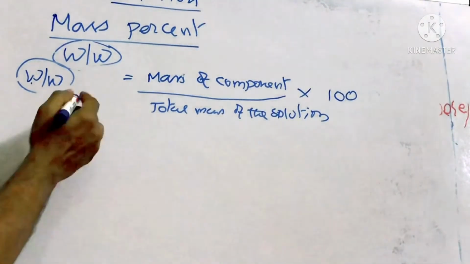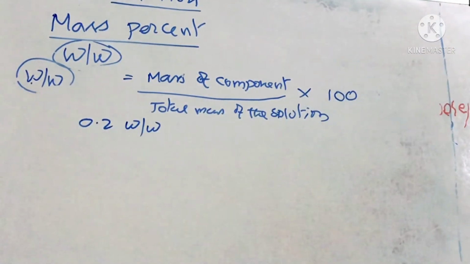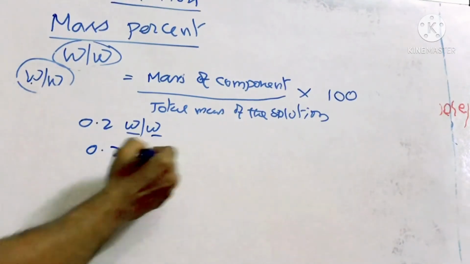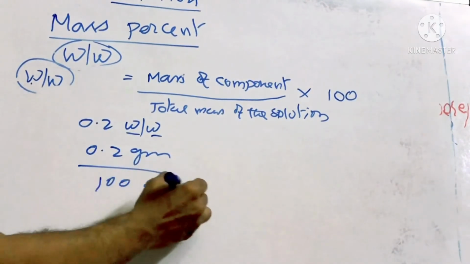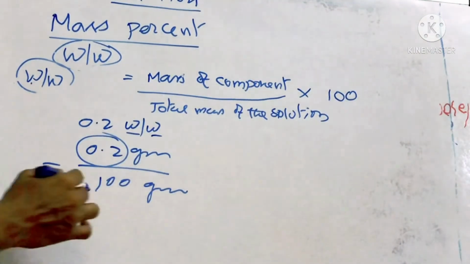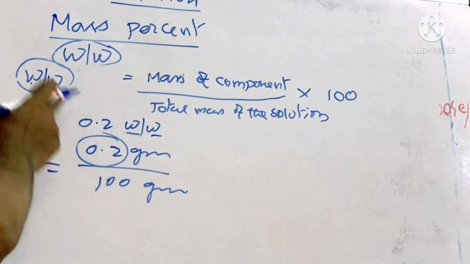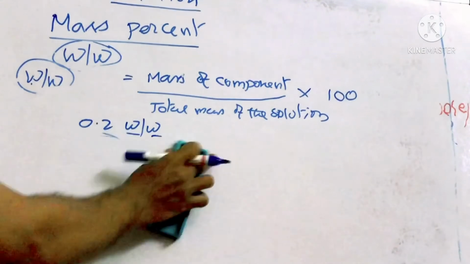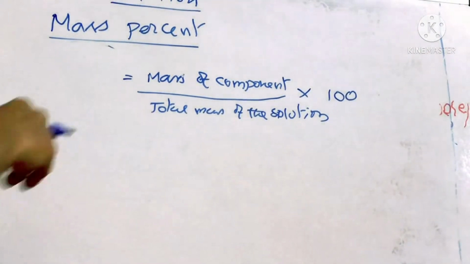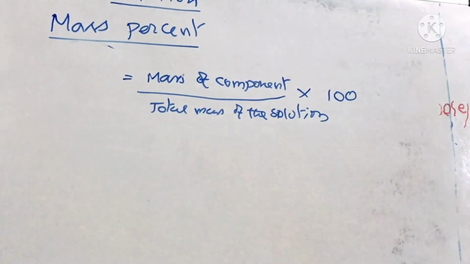For example, sometimes they will write like this: 0.2 weight by weight, gram per gram. So mass percentage in weight by weight they have told. That means 0.2 grams that is present for 100 grams of the total solution. So that particular component is present how much? 0.2 grams for 100 grams of the total solution. Then we will call it the mass percentage. So like this we can tell mass percentage. So that is W by W, mass of the component by the total mass of the solution multiplied by 100 is called the mass percentage, that is in W by W.